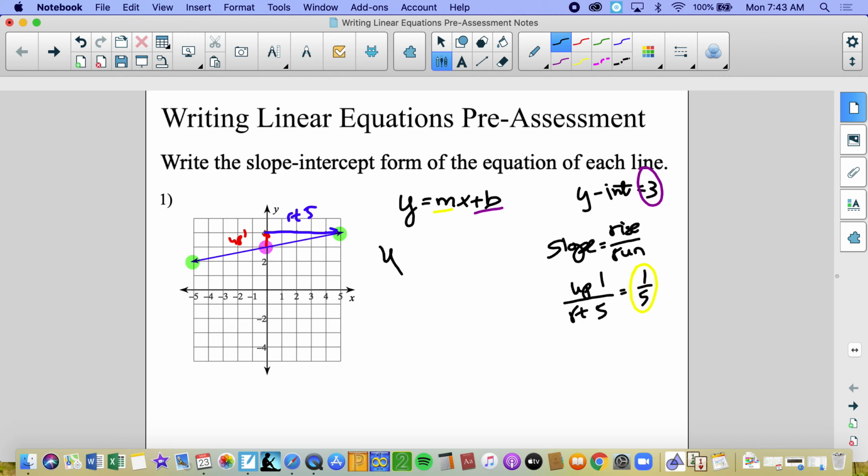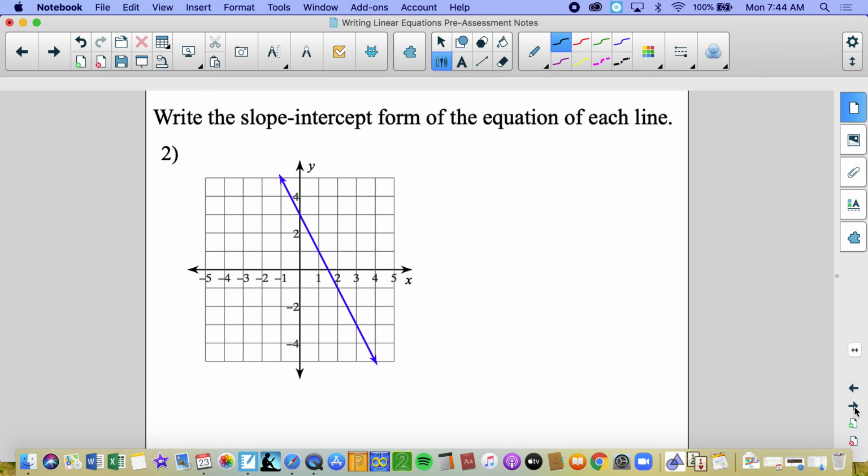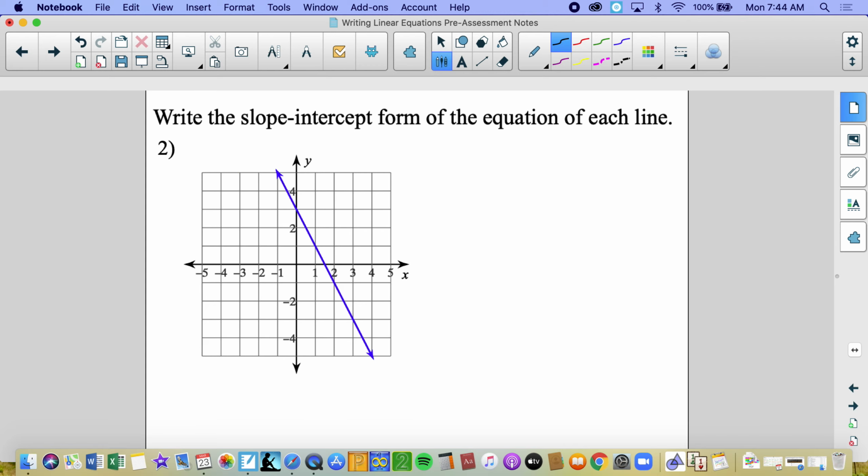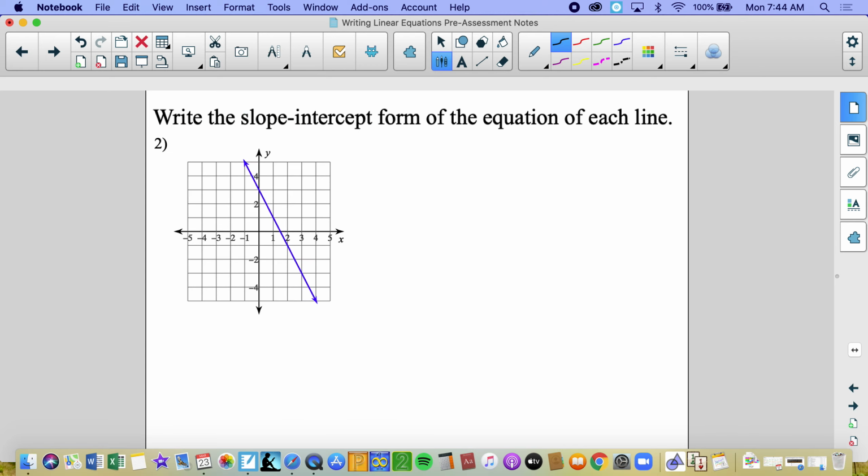I fill in that information, my slope and my y-intercept. Let's fill in for m. M is 1/5. Let's fill in for b. B is 3. Now I've written an equation in slope-intercept form for the line containing those points. Number 2, same thing. Let's make this a wee bit smaller.